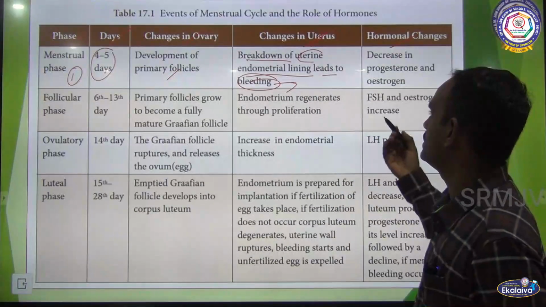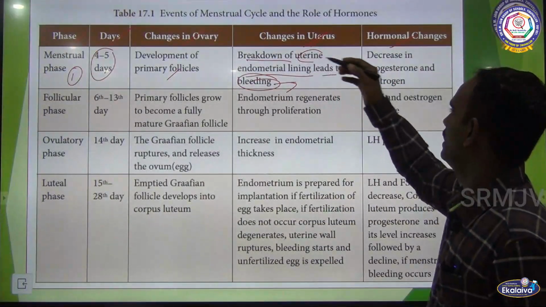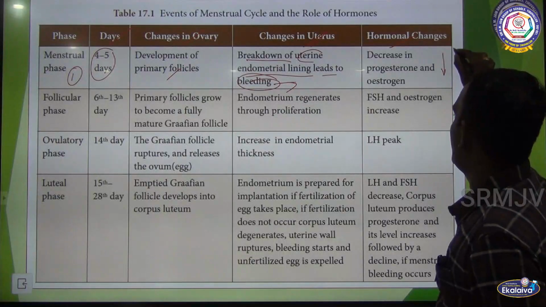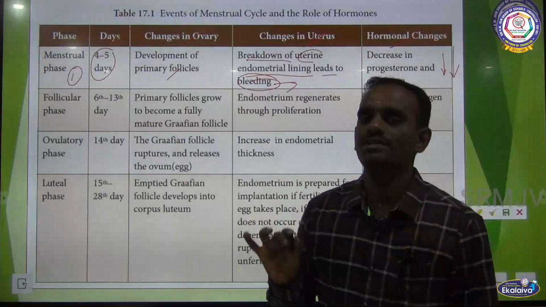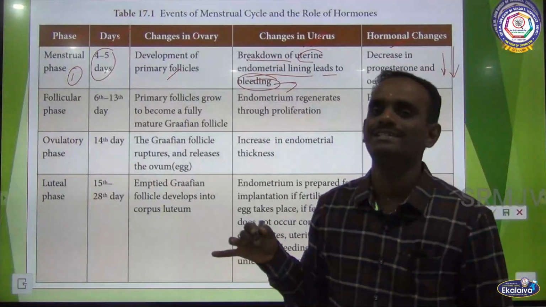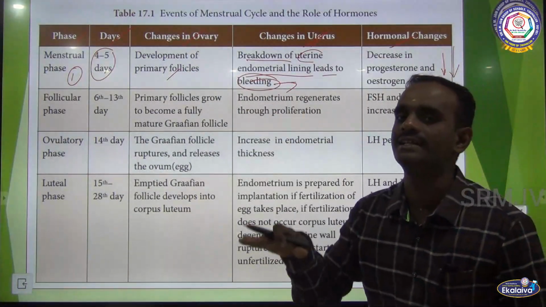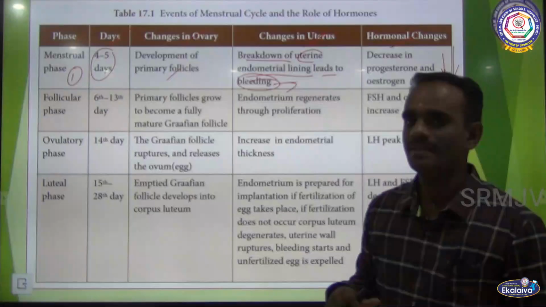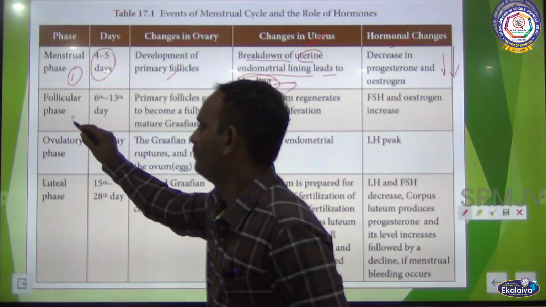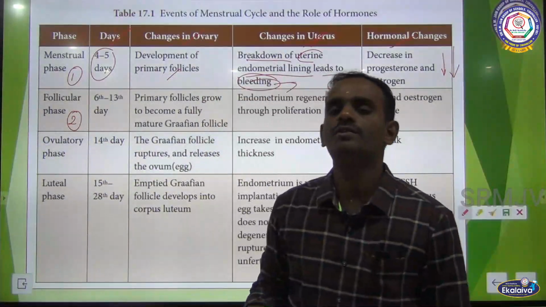What are the hormone changes during this? A decrease in progesterone and estrogen level. Progesterone and estrogen are the female sex hormones, and these hormone levels are decreased. Clear? So next we move on to the second phase, that is the follicular phase.